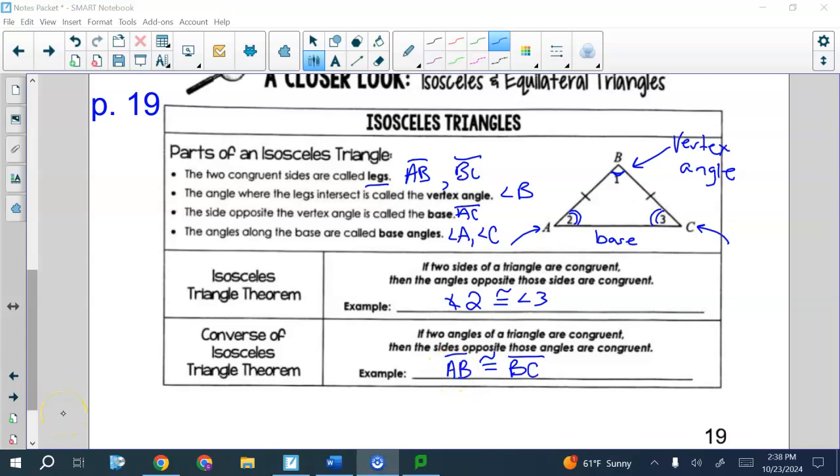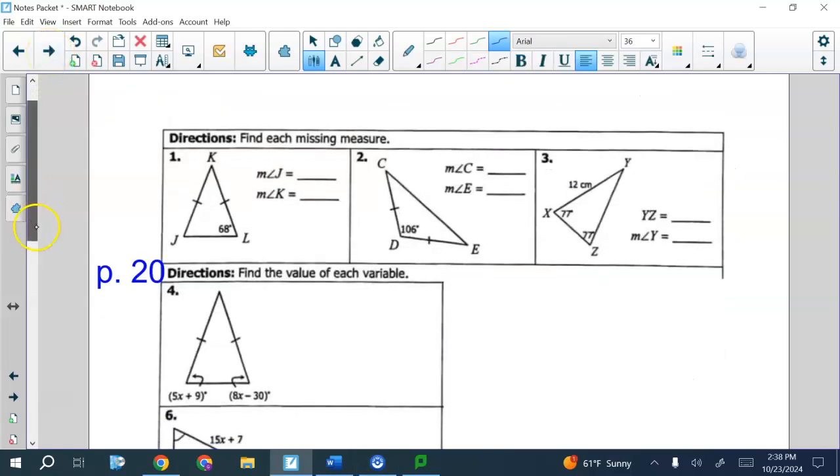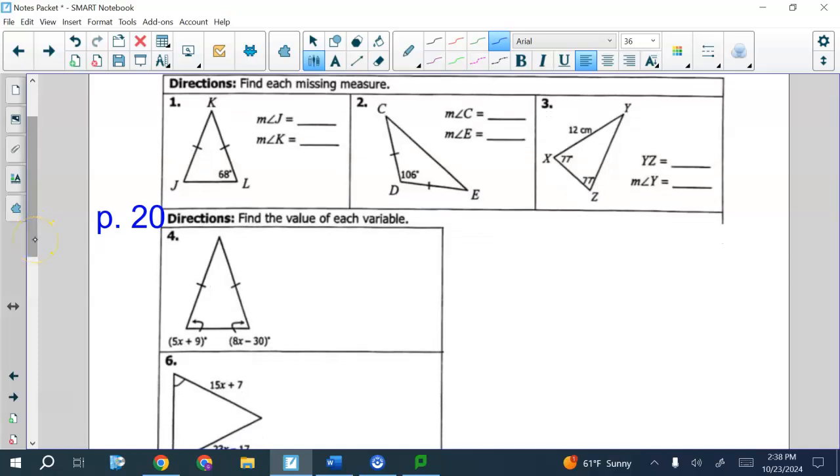All right, so let's do some practice. Go ahead and turn it to page 20. Here we go. We're going to find the missing measures. So since we're given that it's an isosceles triangle and those 2 sides are equal, that means the angles across them are equal. So the measure of angle J would be 68 degrees, the same as angle L. And then K is going to be the leftover.